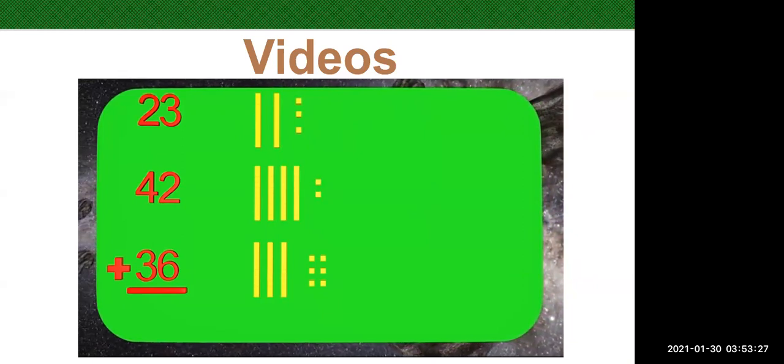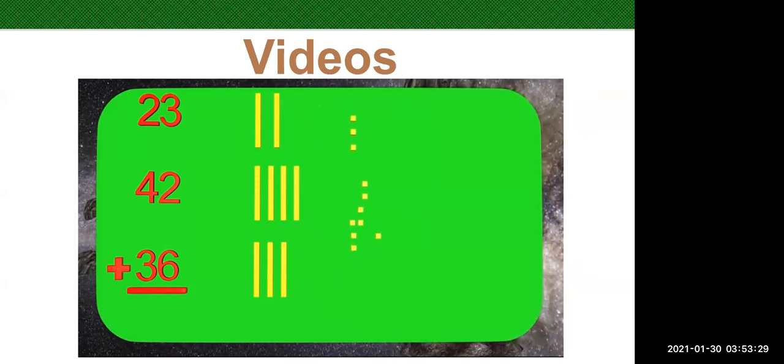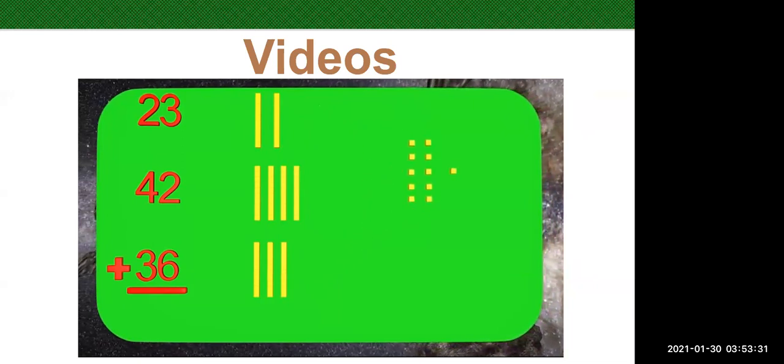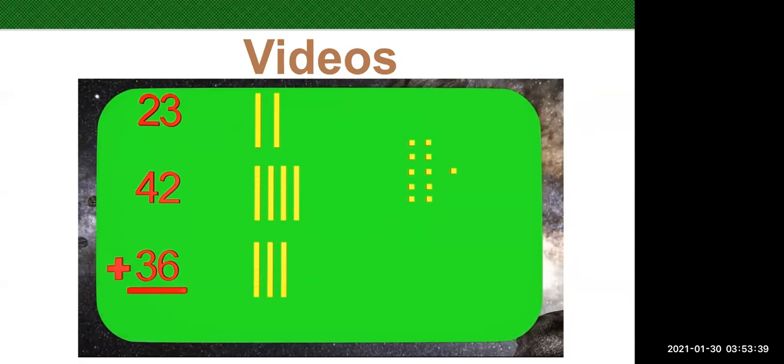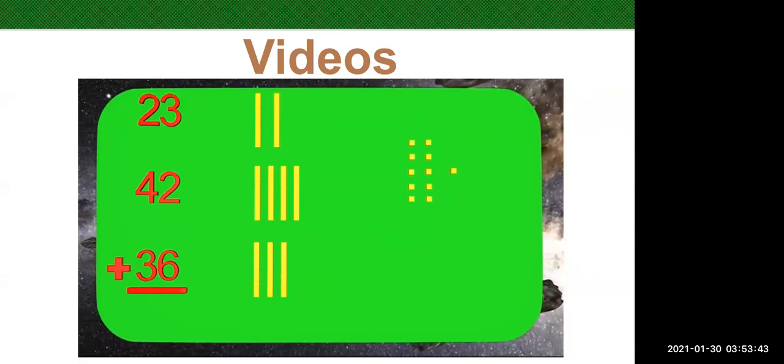To start adding the blocks together, we start with the ones. We combine all the ones blocks and count them. We have 1, 2, 3, 4, 5, 6, 7, 8, 9, 10. We have 10 ones, so we need to trade the 10 ones for a tens block.